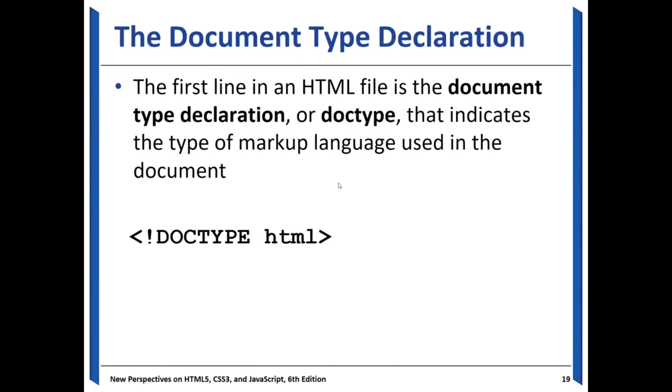All right, so we talked about this. The first line of an HTML file is the document type declaration, or doctype. So we're saying, hey, this is a document. It's going to be an HTML document.